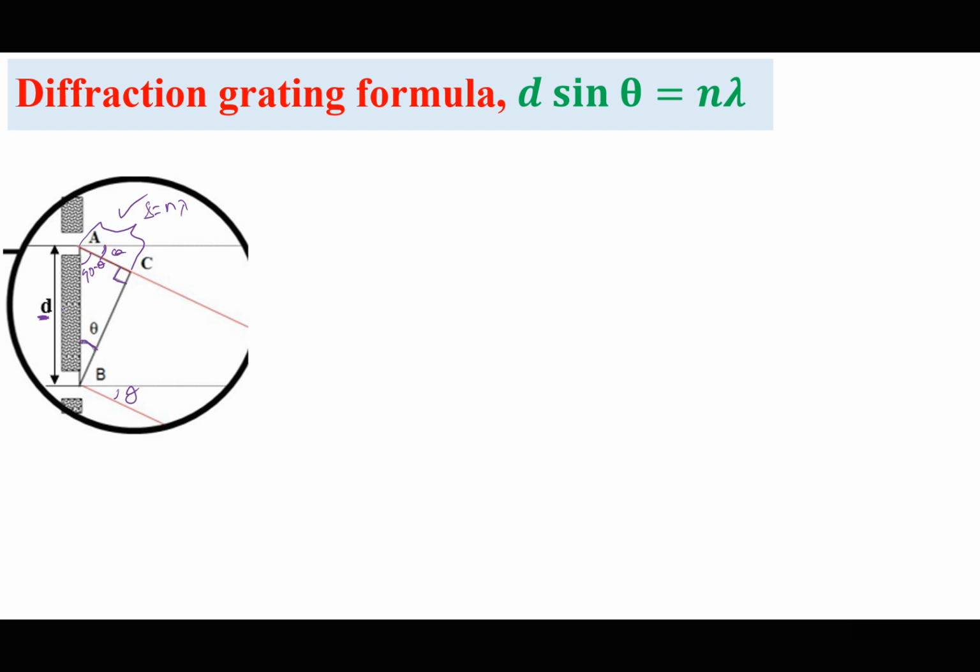We know that SC is the path difference, which is equal to n times lambda, and we know the hypotenuse is d, so we use sine of theta equals the opposite, which is SC, divided by the hypotenuse, which is AB, which is actually d. Remember, the path difference SC for constructive interference is n lambda. So sine of theta is equal to n lambda divided by d, which means n lambda is equal to d sine theta. This is called the diffraction grating formula, and it's the one you'll use many times in the exam.